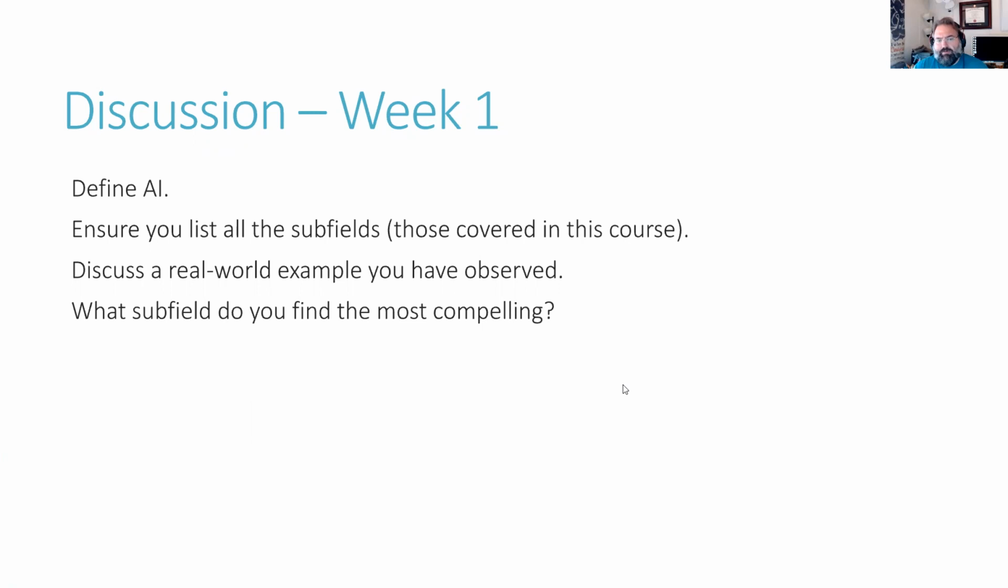Make sure you list basically the subfields, which look a lot like the table of contents in this book, and discuss some real world examples that you might have seen of AI. And there are a lot of them because it is pervasive. And what do you think is pretty interesting of the topics in the domain? What areas do you think are the most interesting, and why? Don't just say, oh, natural language processing, that's the most interesting. Why? That's the important part.